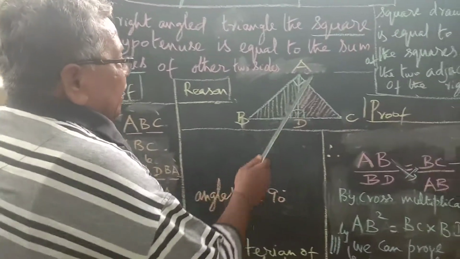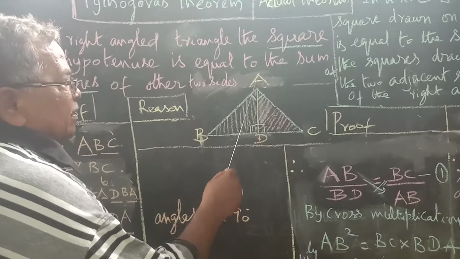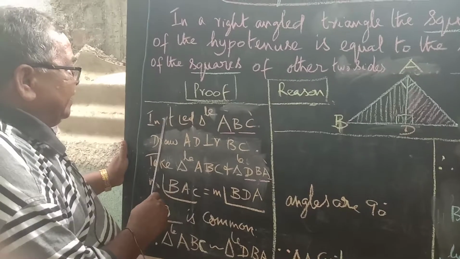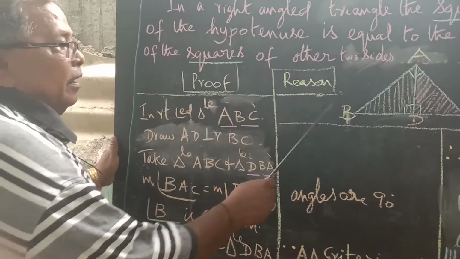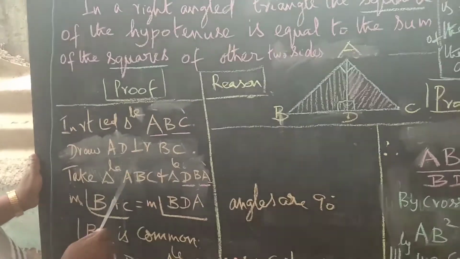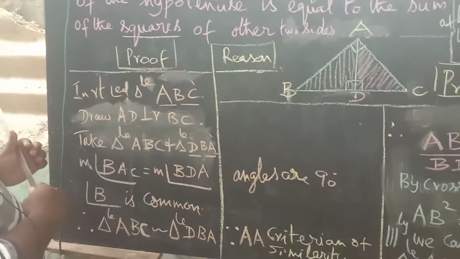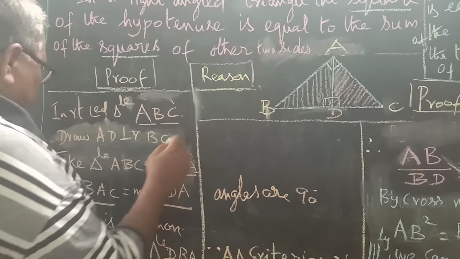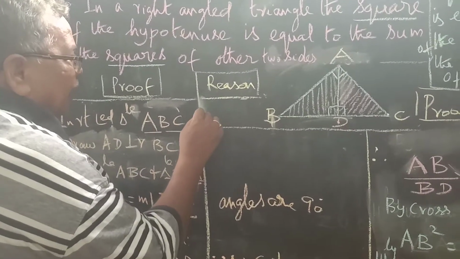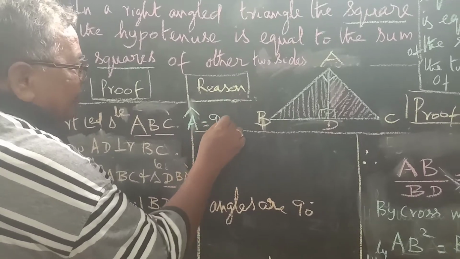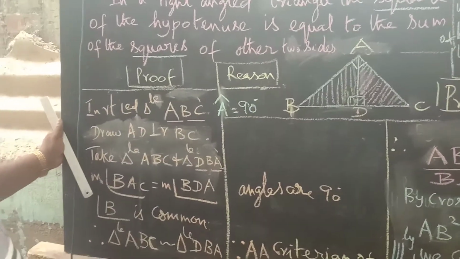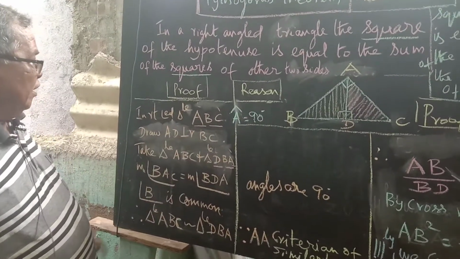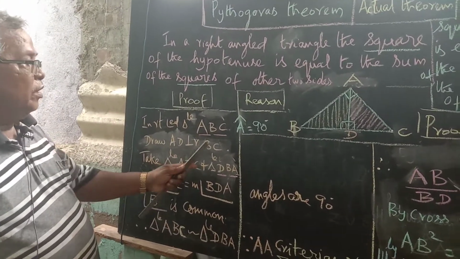Draw a right angle triangle ABC. Here AD is perpendicular to BC. Now I am going on just explaining here. In right angled triangle BAC, angle A is 90 degrees. In a right angle triangle ABC, angle A is 90 degrees. Draw AD perpendicular to BC.